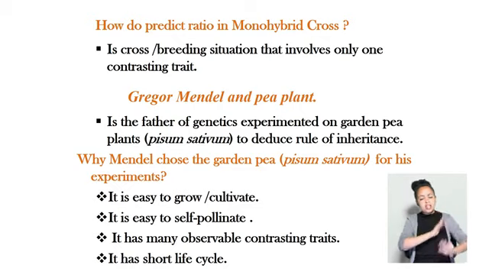He preferred this garden pea plant for his experimentation for many reasons. One reason is that it is easy for these plants to grow, and easy to self-pollinate. And there are many observable contrasting traits within a garden pea. This plant has a short life cycle.